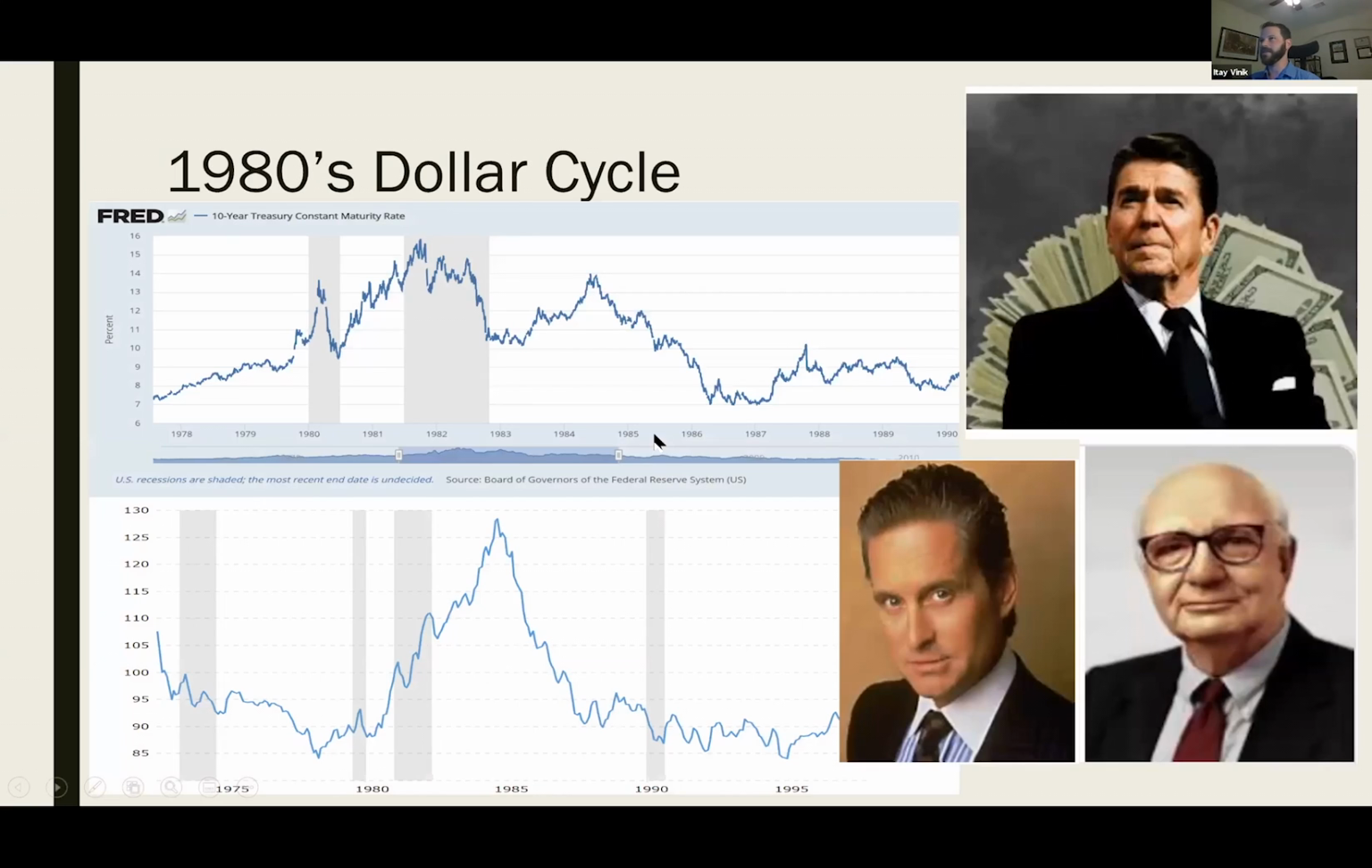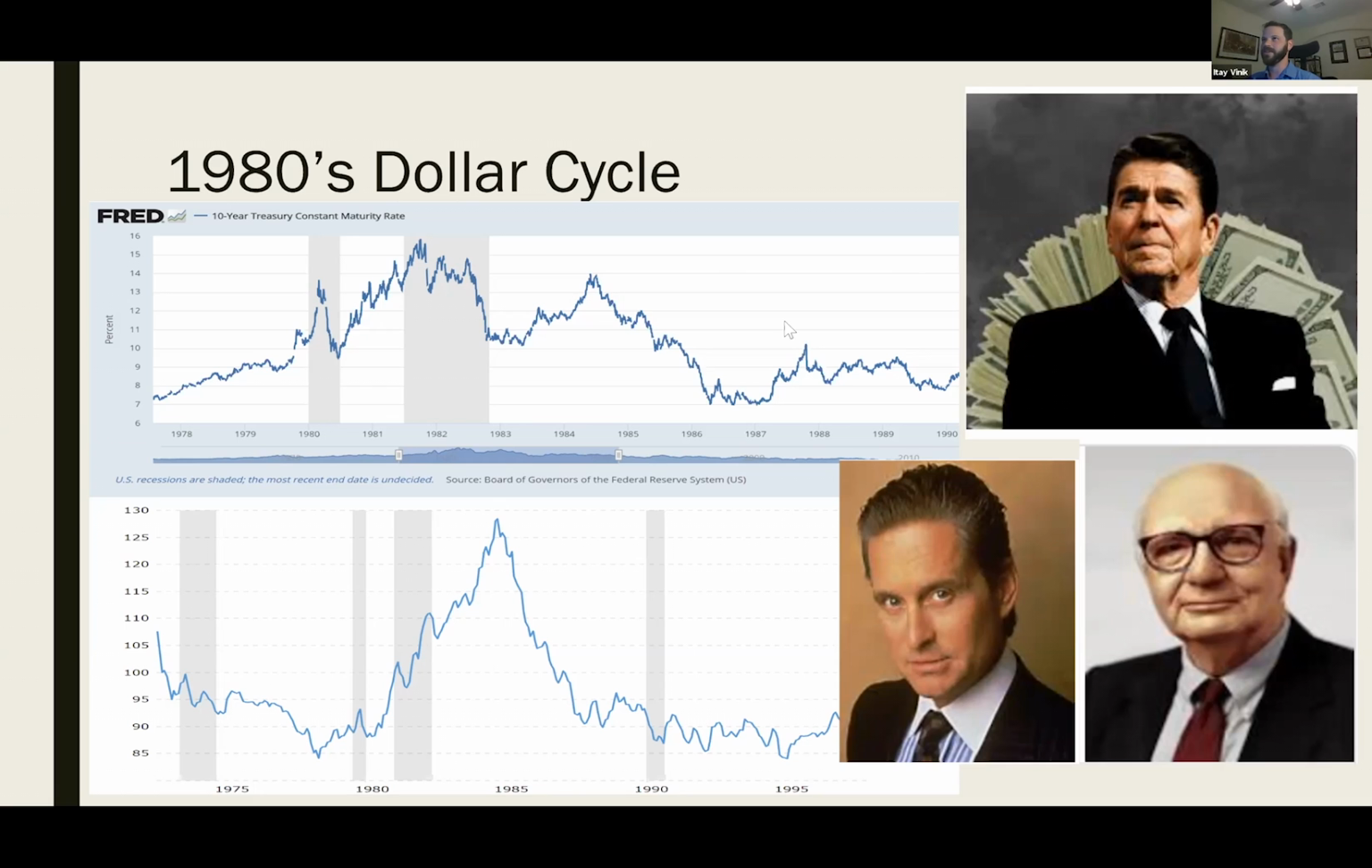We talked about it. All right, let's talk about the 1980s dollar cycle real quick. On the top, you see the Treasury rates started the 1980s at 13%, all the way up to 16% for the 10-year Treasury. I think mortgages were around 20%. So this is a period of time we're not very familiar with today. And at the same time, you see the dollar rising from 1980 through 1985, a pretty massive increase.